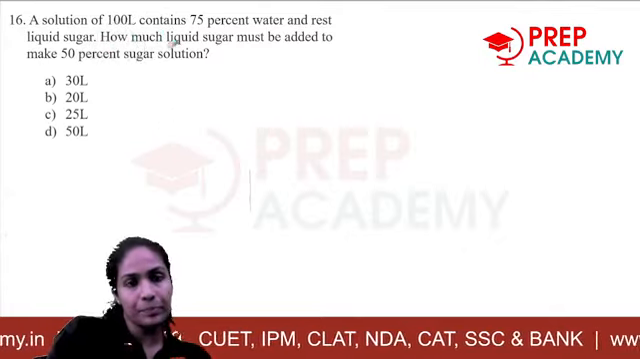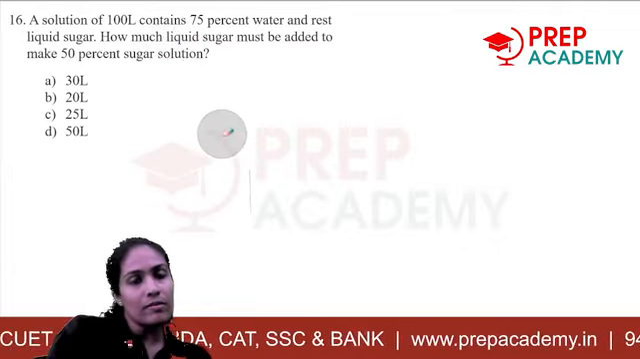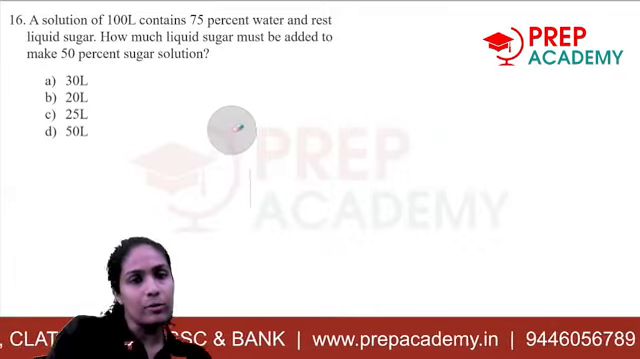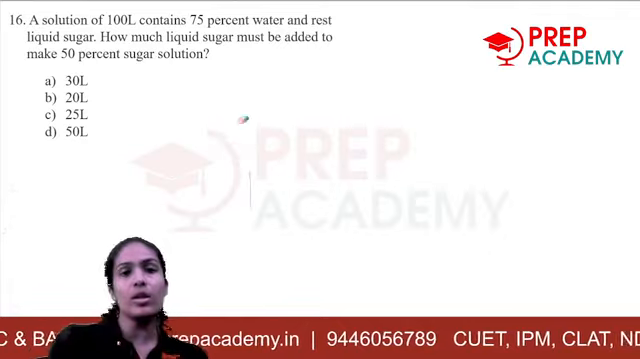Next, 16th question. A solution of 100 liter contains 75% water and rest liquid sugar. How much liquid sugar must be added to make 50% sugar solution?